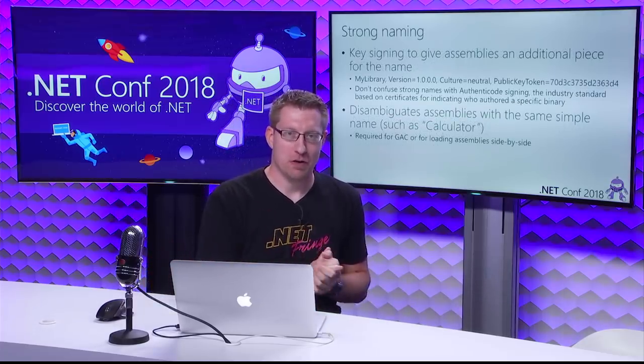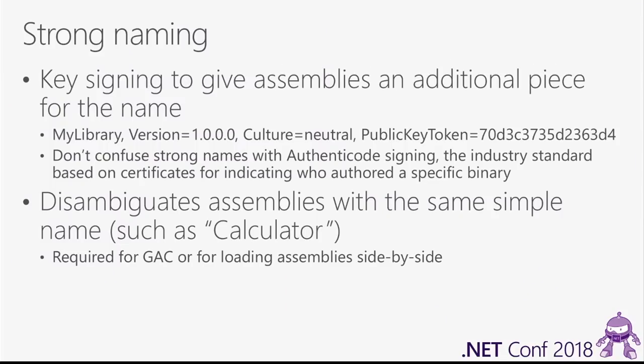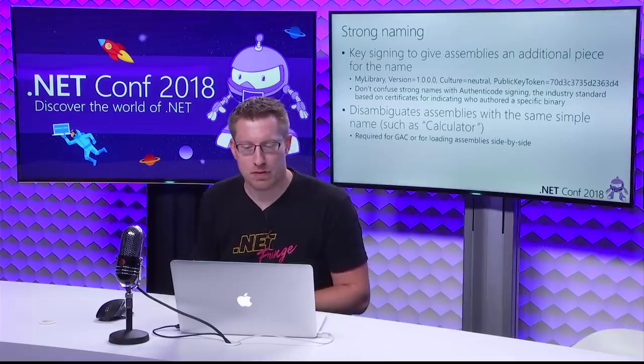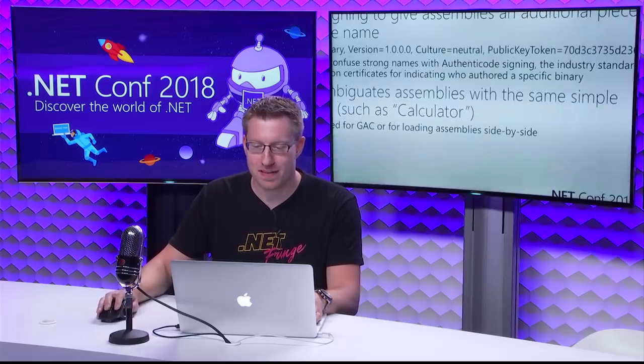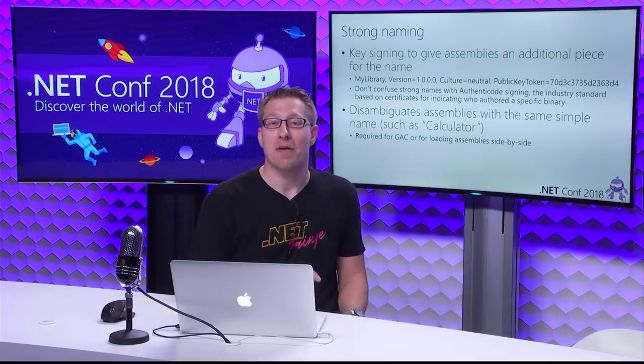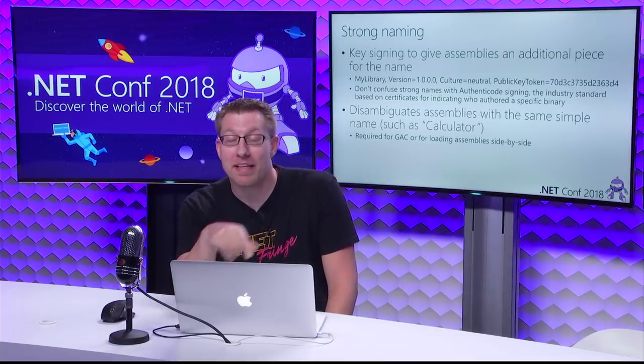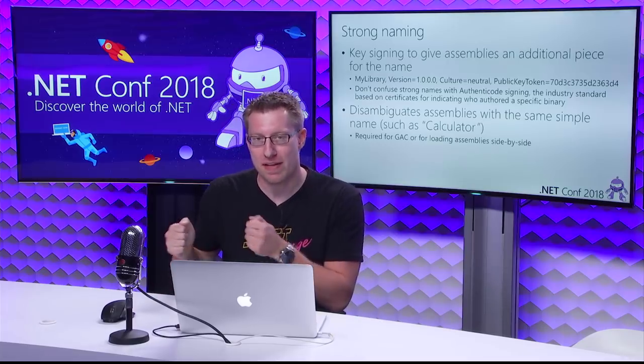All right, strong naming. So strong naming is a topic that has triggered a bunch of strong opinions, I would say. So before we go into them, I would like to summarize what it actually is and why you should care about this. So strong naming got invented at the same time .NET was originally invented. So you can think of it as a key signing mechanism that gives your library an additional piece of the name. So that gives an assembly name that you have, and it basically has the public key token on the right-hand side.